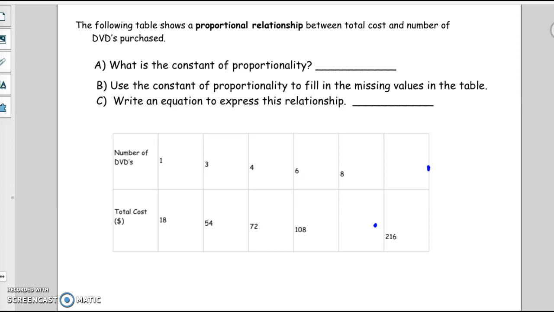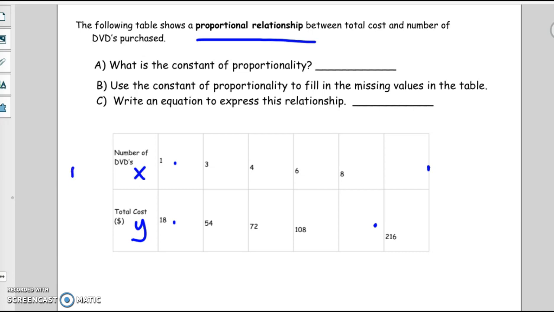So it says the following table shows a proportional relationship. So it tells you it's proportional, which means it should have a proportional graph, equation, and table between total costs and number of DVDs purchased. So what is the constant of proportionality? Well, the total cost is $18 for one DVD. So this is your Y value and this is your X value.